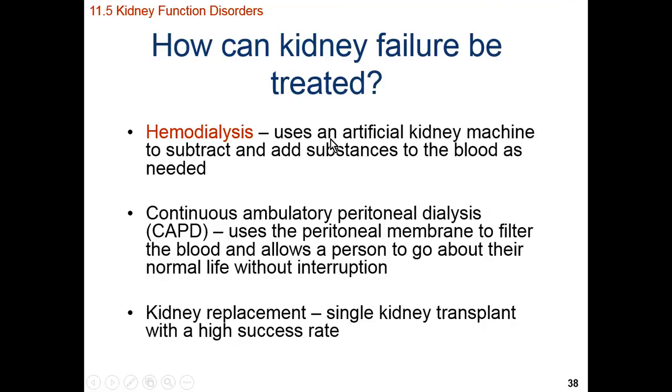And the patient will typically once a week be hooked up to an artificial kidney that is going to clean their blood for them. Or they could be hooked up to a continuous ambulatory peritoneal dialysis device. In other words, they're hooked up to a portable dialysis machine that never stops filtering their blood. And they can carry it around with them while they're walking around. They're able to be ambulatory or walk around as their blood is continually being filtered by this membrane.